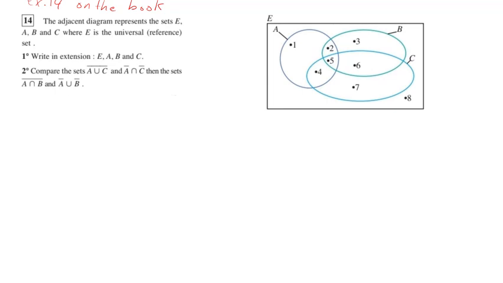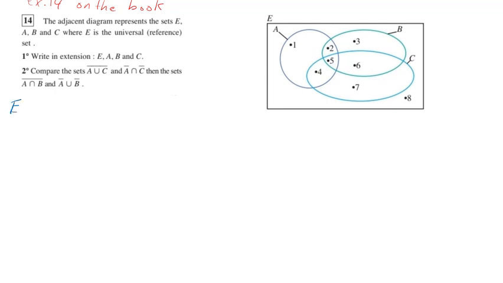Good morning. Today we have exercise 14 in the book, the correction of the homework from the last period. The adjacent diagram represents the sets E, A, B, and C, where E is the universal set. In the first part, we have to write E, A, B, and C in extension.